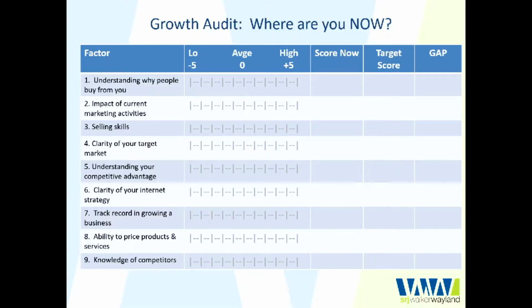You need to do an audit on the impact of your current marketing activities. How have they performed? What have you done that's actually resulted in a direct increase in sales? You need to be considering your selling skills and the sales skills of the staff that are in that position. Are they able to actually meet their targets? Do they have targets? Do they have sales pipelines? What's their sales process? You need to be thinking about the clarity of your target market. Who are you targeting and why are you targeting them?